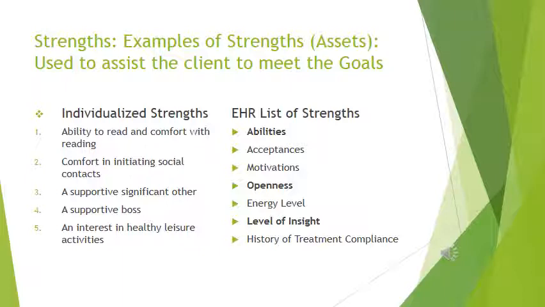Let's look at the next one. A supportive significant other and a supportive boss. Which of these strengths might we pick for that? It might be level of insight, depending on the nature of the support the person's getting from their significant others and bosses. The person might have a level of insight to realize that having the support is going to help them attain their goals. The interest in healthy leisure activities also might be a level of insight. It might be a history of treatment compliance. So again, we have some options when we're creating this list with the client and with the EHR.